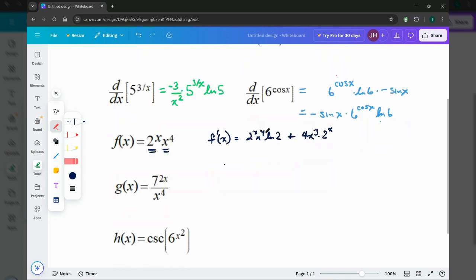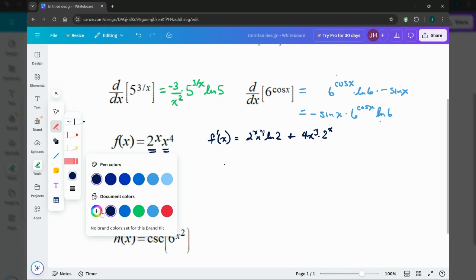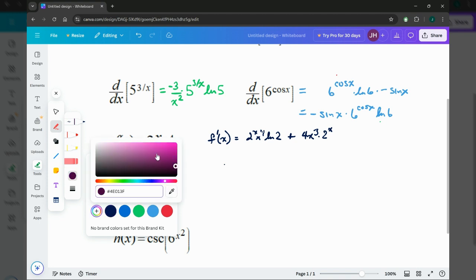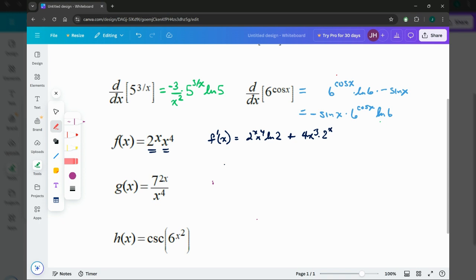The next problem as you move down the page here involves a quotient rule. And when we do a quotient rule, we have to take the derivative of the top first, which would be 7 raised to the 2x times the natural log of 2. Sorry, I apologize. We'd have to multiply by the natural log of 7 because the base is 7 here.